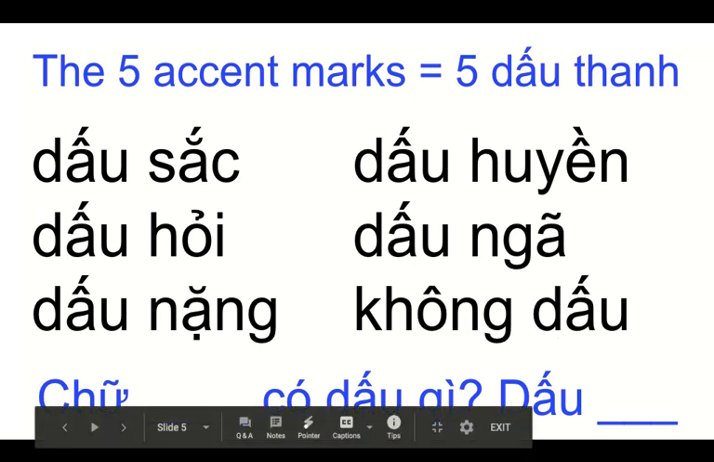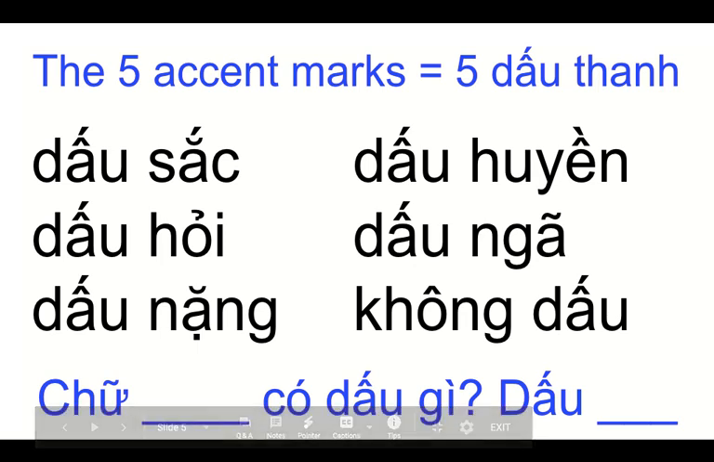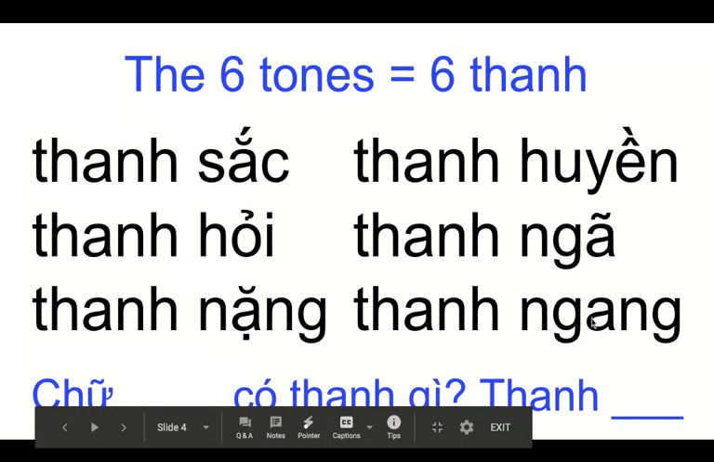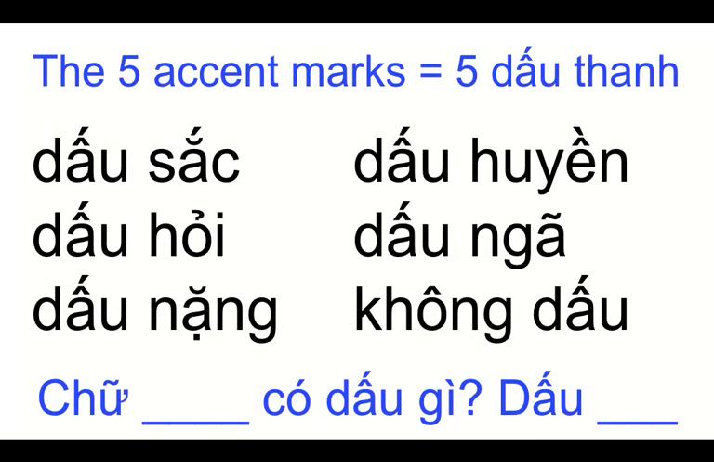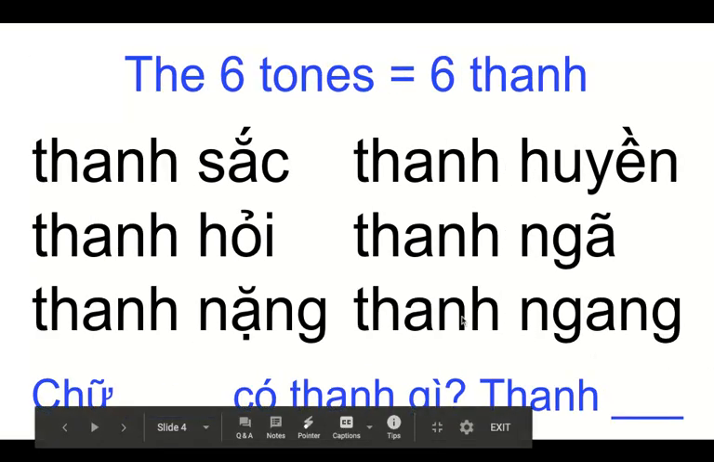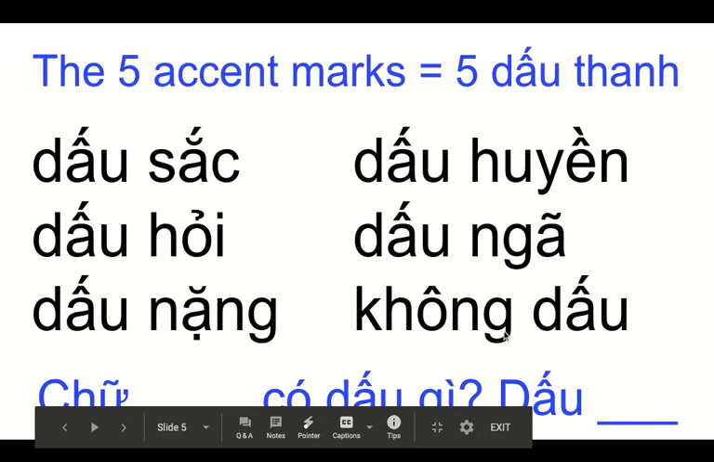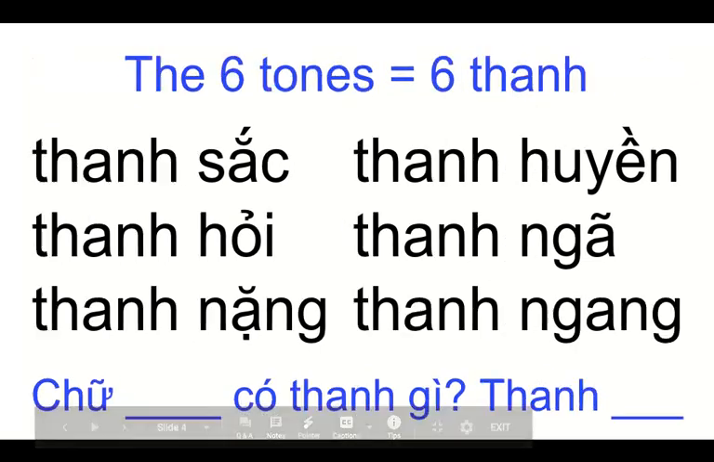Dấu means accent mark, remember? So không dấu is no accent mark. So even though I said there are 5 accent marks, you look at this and it looks like a list of 6. But that's because the last one is không dấu. Không dấu matches with thanh ngang, right? So when you flip back and forth between the 6 tones and the 5 accent marks, they match, right? This one, the tone is flat, so that's why there's no accent mark.